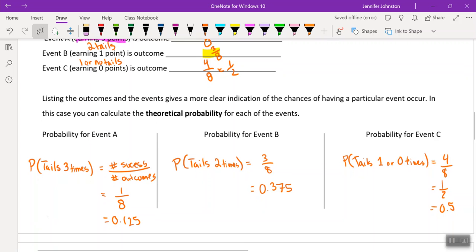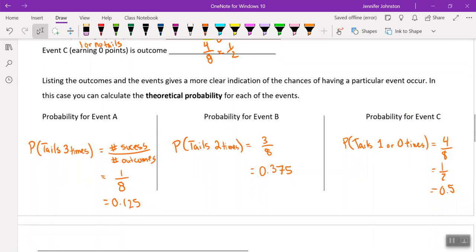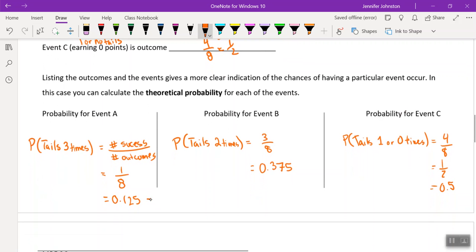So we can look at it in terms of fractions as well as in terms of decimals. What about percentages? What's this percent? This is 125%? No. This is 12.5%. How did you figure that out? You multiply it by 100. Same with this one, 37.5%. And lastly, 50%. So we can also look at them in terms of percentages.